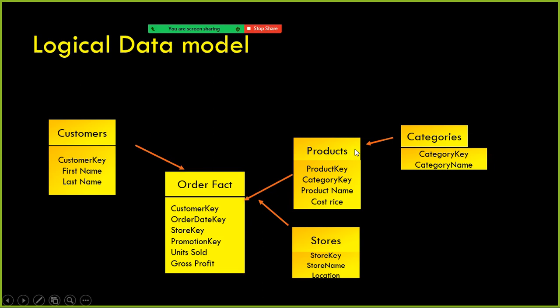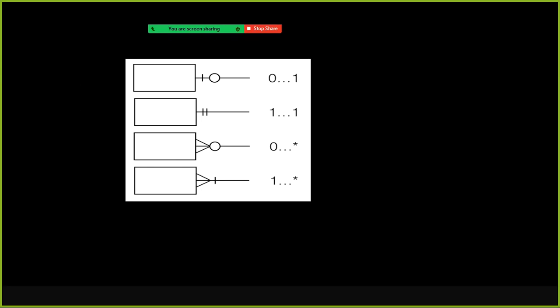Relationship is also called cardinality. When it comes to data model design, we call the cardinality the relationship. There are two different meanings for cardinality. When it comes to data modeling design, cardinality is nothing but the degree of relationship, the type of relationship between the tables.